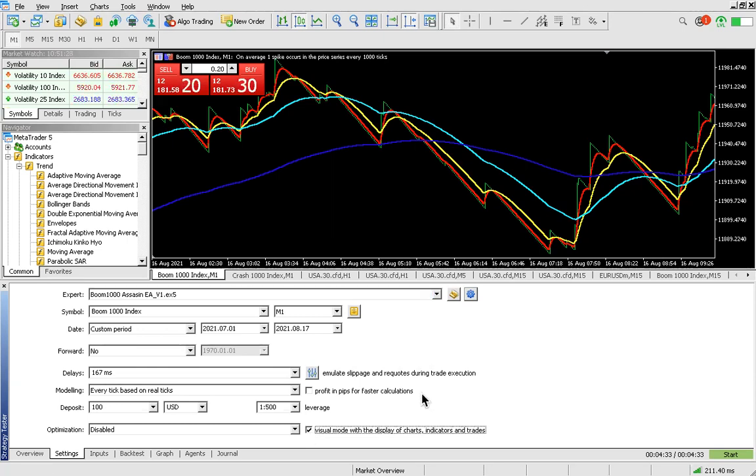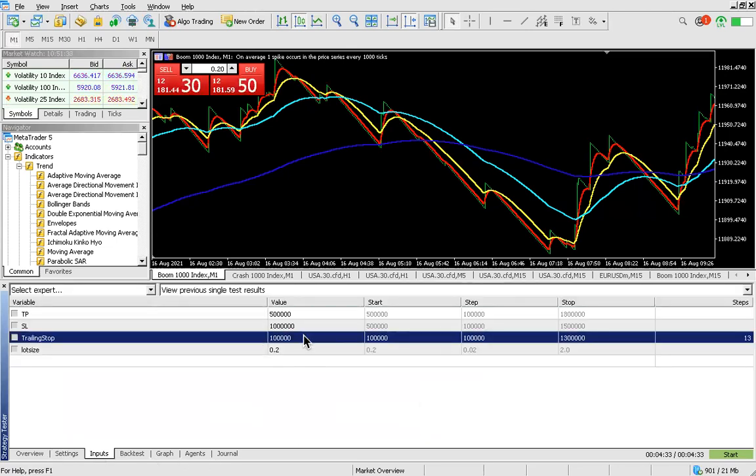So what the Boom 1000 Assassin EA does is that it sets the take profit, it sets a stop loss, it sets what is known as a trailing stop. What it means is that the moment your trade is in profit, the stop loss will start to move, so that at least you minimize the chances of actually losing money. And at the same time, when you are in more profit and the market comes back, it protects your EA from losing money, so you can trade peacefully.